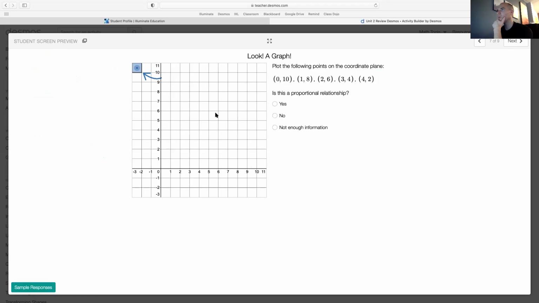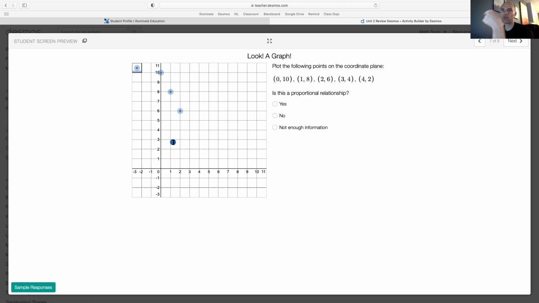Okay, plot the following points on the coordinate plane. Okay, 0, 10. That's 0 on the x-axis, 10 on the y. 1, 8. That's 1 on the x-axis, 8 on the y-axis. Okay, 2, 6. So that's 2 on the x-axis, 6 on the y-axis.